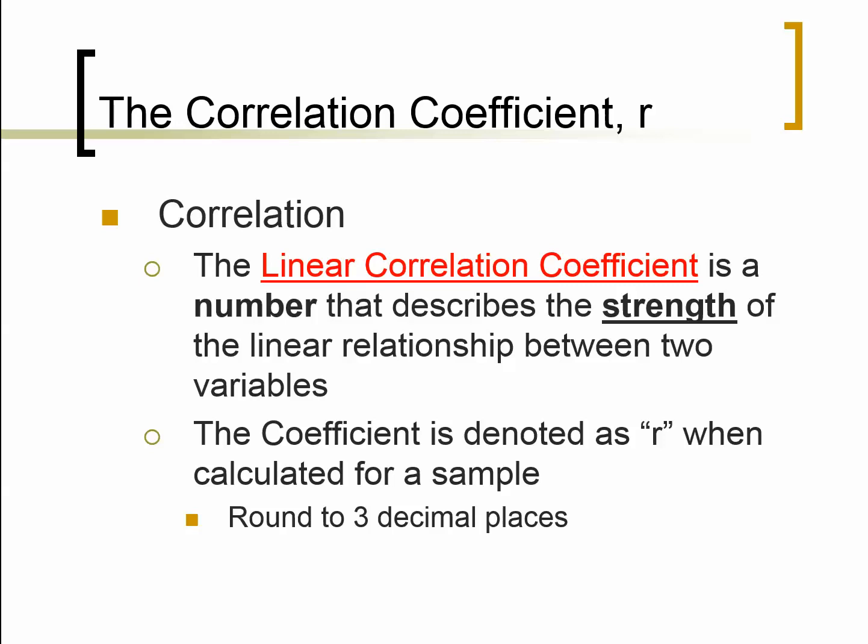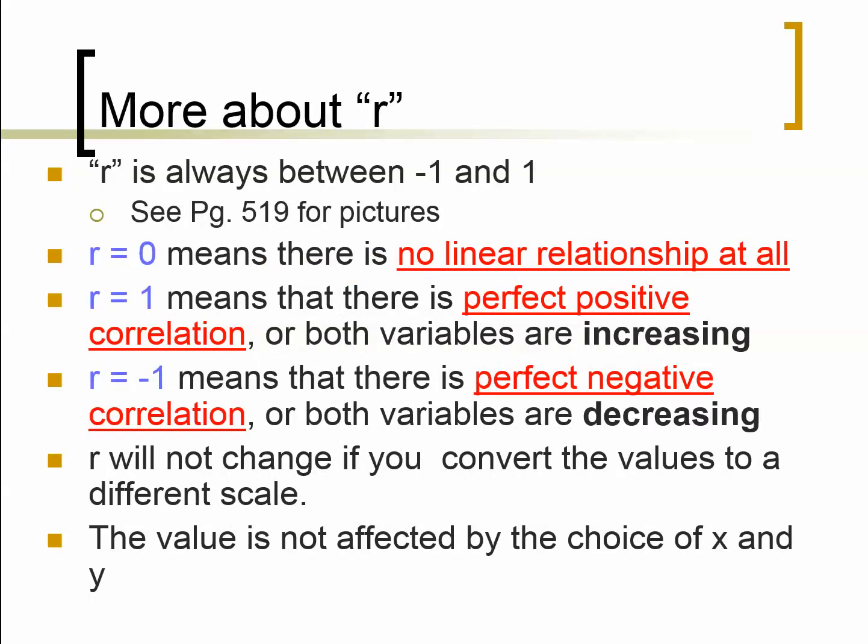The coefficient is denoted as R when calculated for a sample. We will round R to 3 decimal places. R is always between -1 and 1. If R equals 0, that means there is no linear relationship at all.